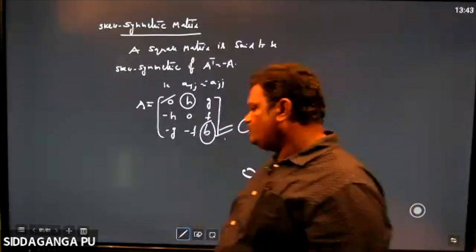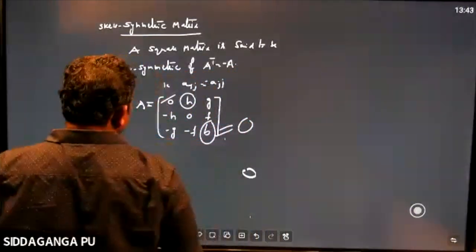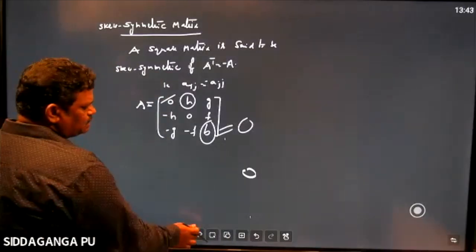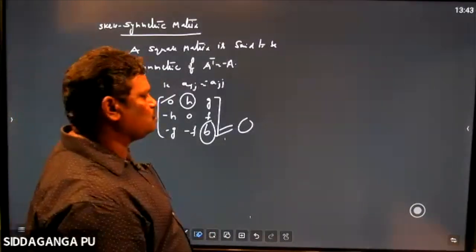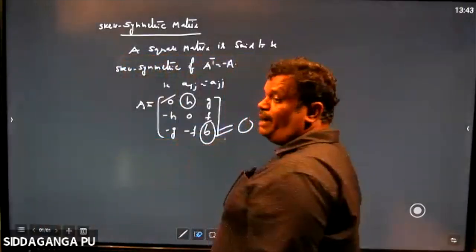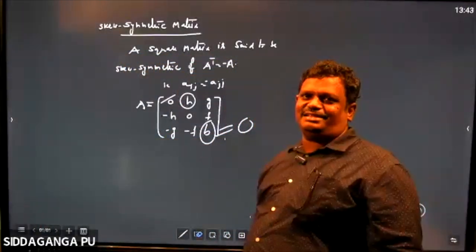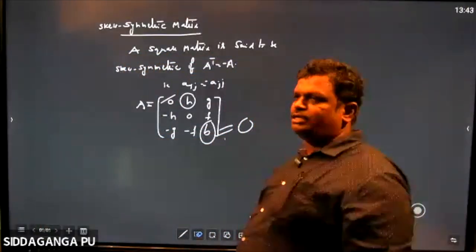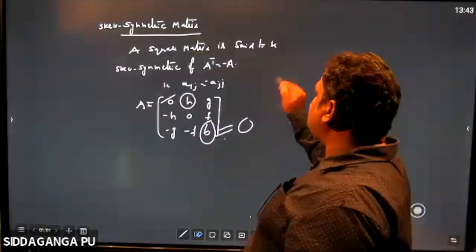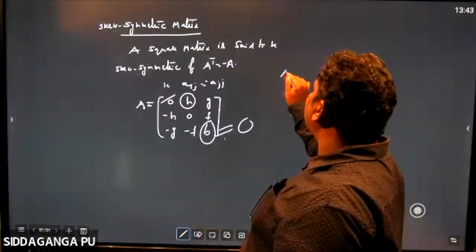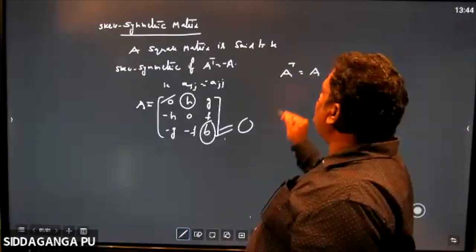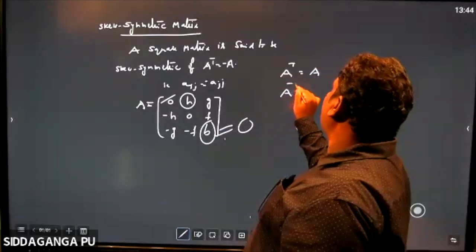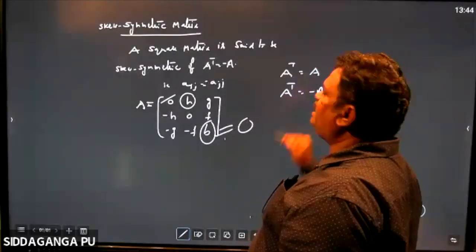Now we can remember one point. If a matrix satisfies both symmetric and skew symmetric conditions, at that time that matrix is a null matrix. For example, A is symmetric means A transpose is equal to A. A is skew symmetric means A transpose is equal to minus A.